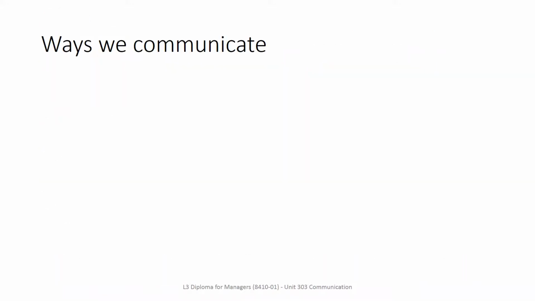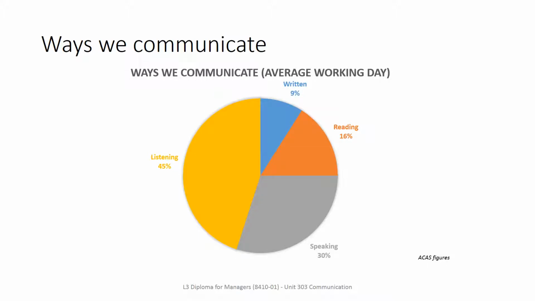So the way we communicate is one of the things that we're going to look at, and it's really important in the way we choose it. And ACAS did a survey that looked at the importance of communication in the workplace. As part of that analysis, they looked at the ways we communicate in the average working day. And interestingly, it came out looking at 4 main types. It said that 9% of the time we spend on written work, 16% of the time was spent reading stuff, but a massive percentage was spent on verbal communication.